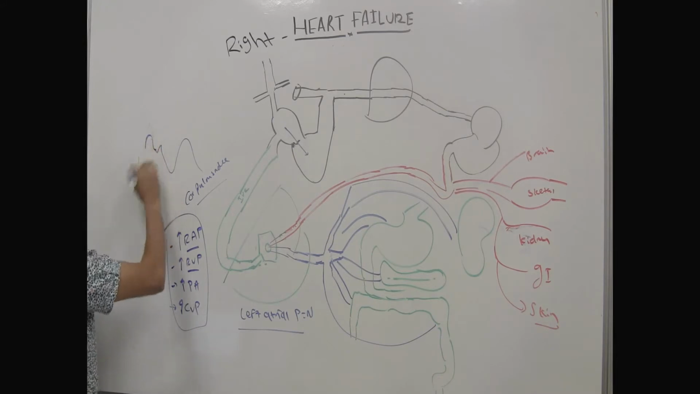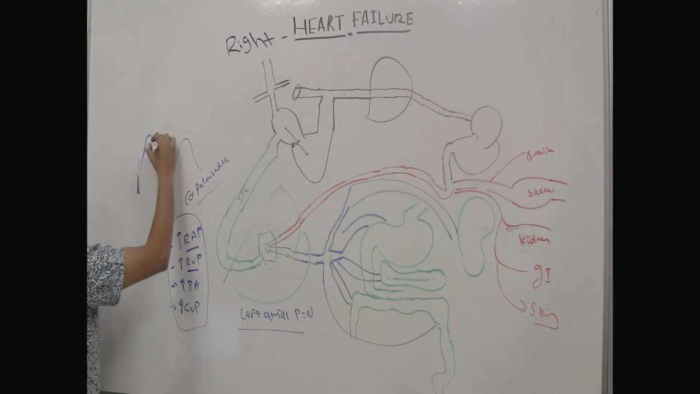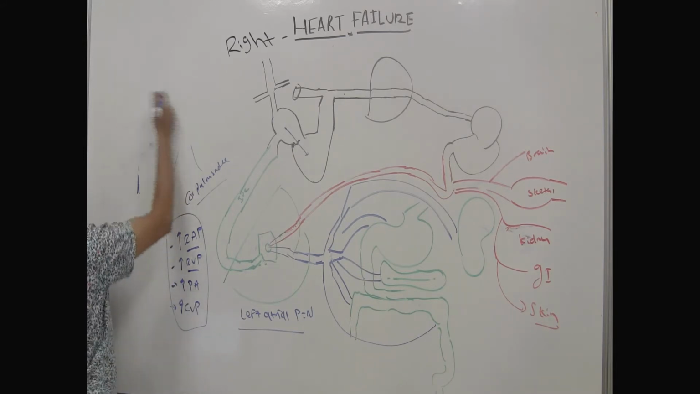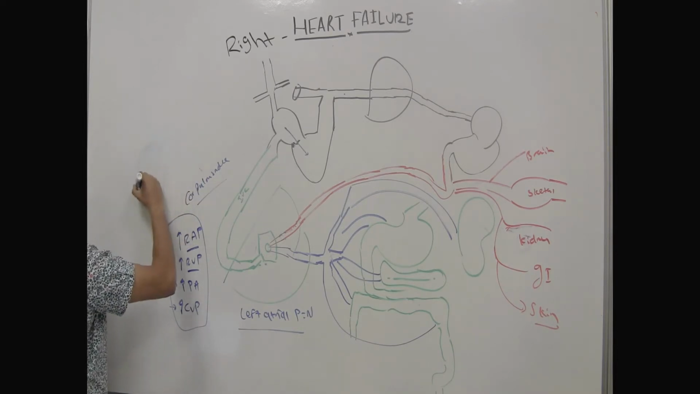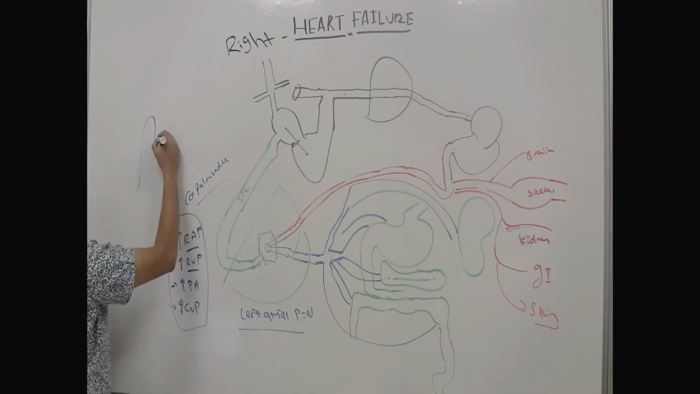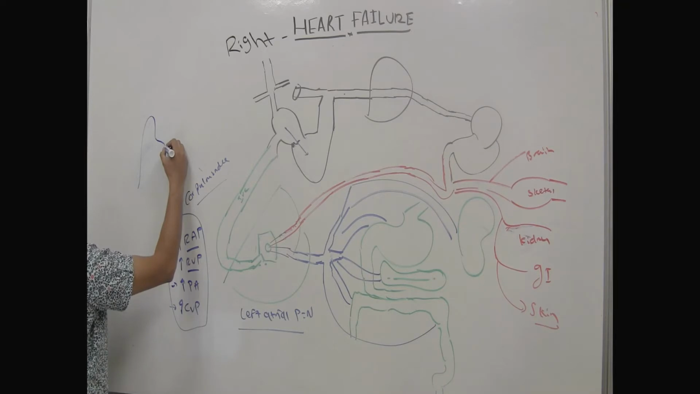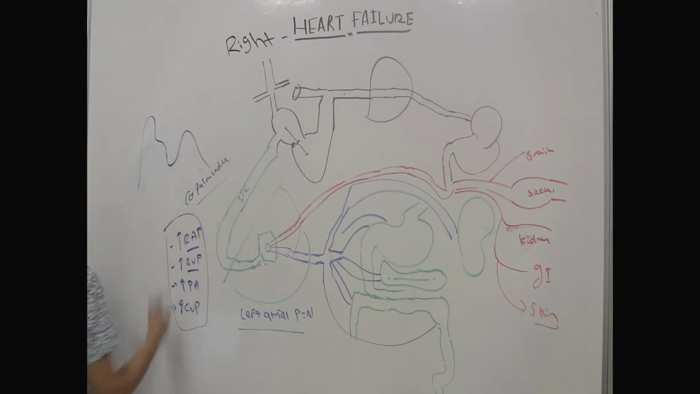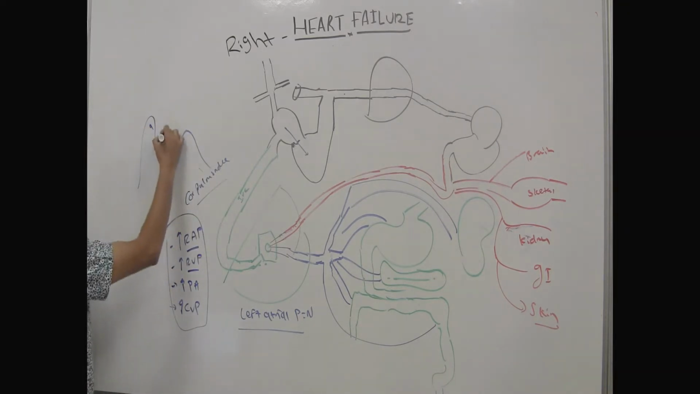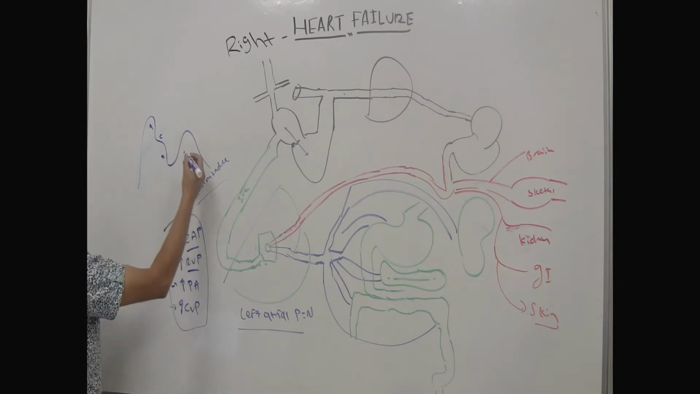Let's make this have a smaller airwave. Actually, it doesn't look like that. It kind of looks like something like this. So if we give this, let's say an A wave, C wave, then X wave, X descent, and then V wave, and then Y descent, right? Something like this.